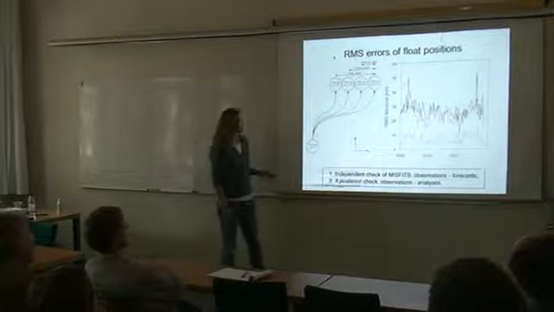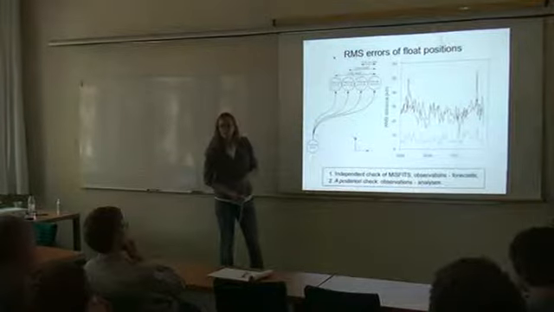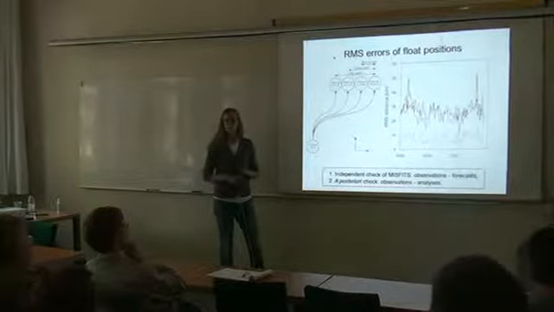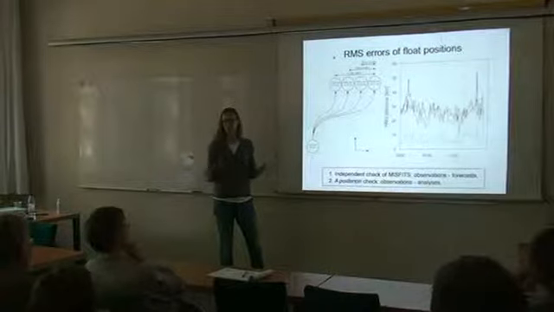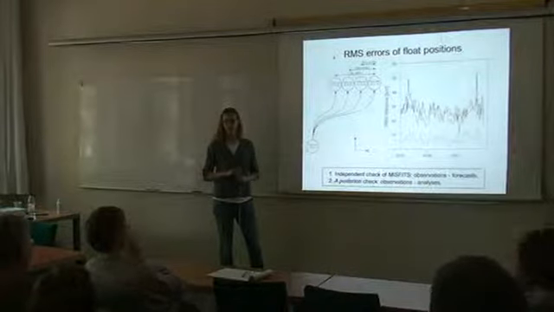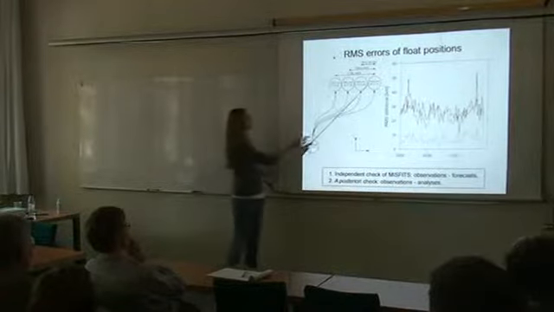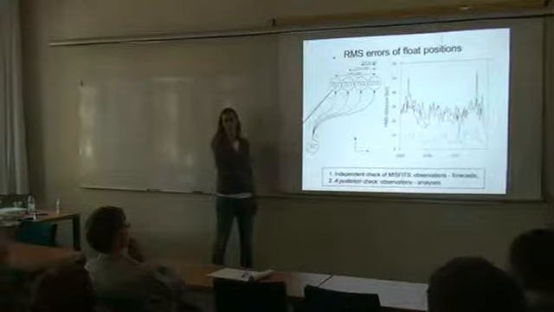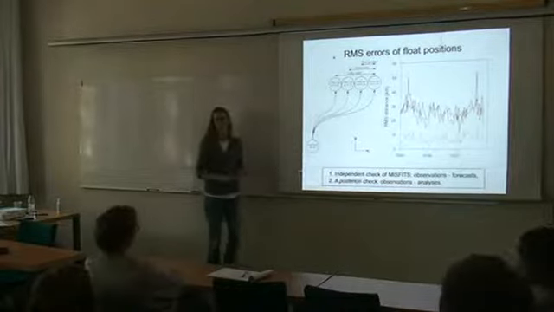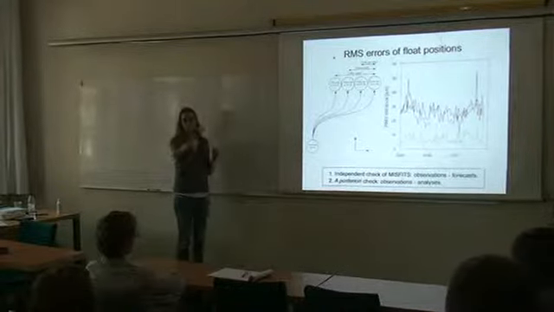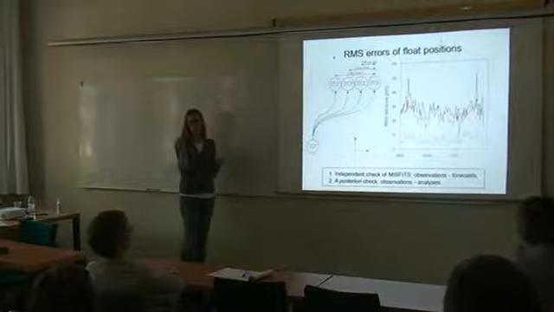Could you say again, what is the difference between the red and black? It's basically the misfits with and without trajectory assimilation, between the observed and the forecasted position. So we make a 5-day forecast and we compare where it ends up, how close.